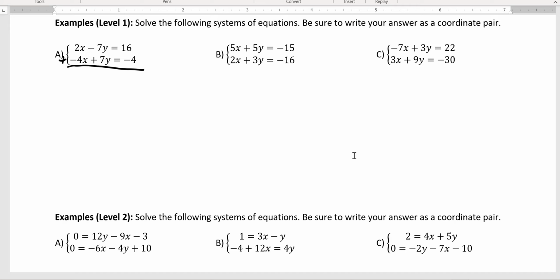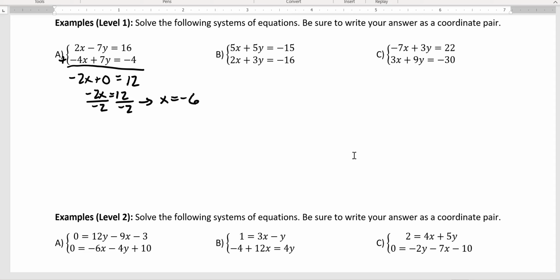2x plus negative 4x would give me negative 2x. Negative 7y plus 7y would just become 0. And 16 plus negative 4 would be 12. So I'm left with negative 2x equals 12. I can divide by negative 2, divide by negative 2, and I find that x equals negative 6.